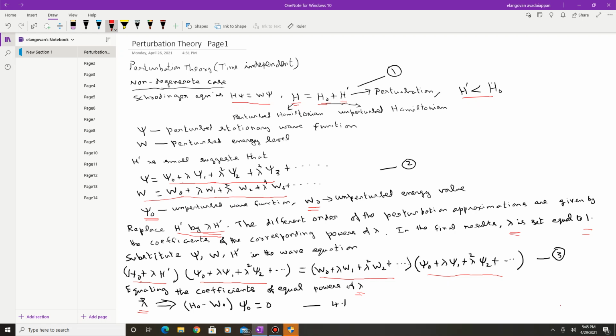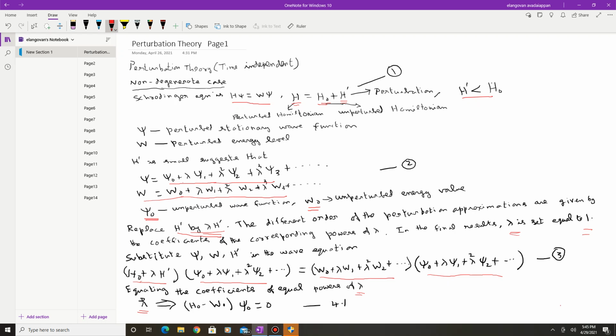Now let us first consider the Schrodinger equation, which is given by H psi is equal to W psi, where H is the perturbed Hamiltonian and W is the perturbed energy level. Psi is the perturbed stationary wave function.